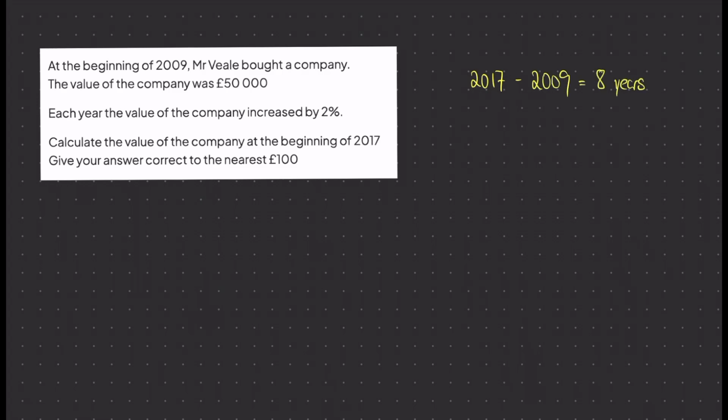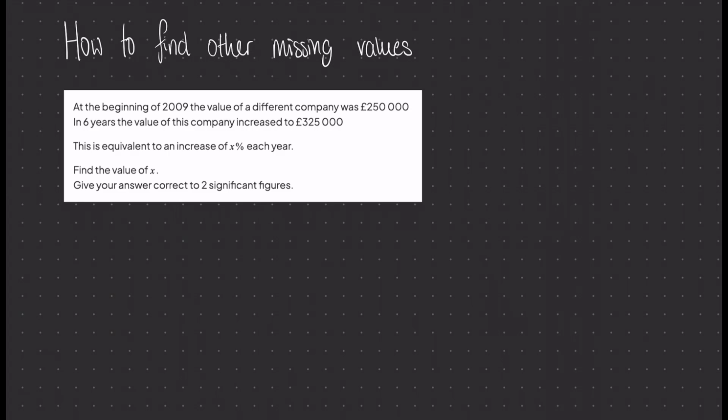We know that our multiplying factor is going to be 1 plus 0.02, so we can take the original value of the company times by our multiplying factor, raise that to the power of 8, and that will be the final value for the company, which works out to be £58,600.